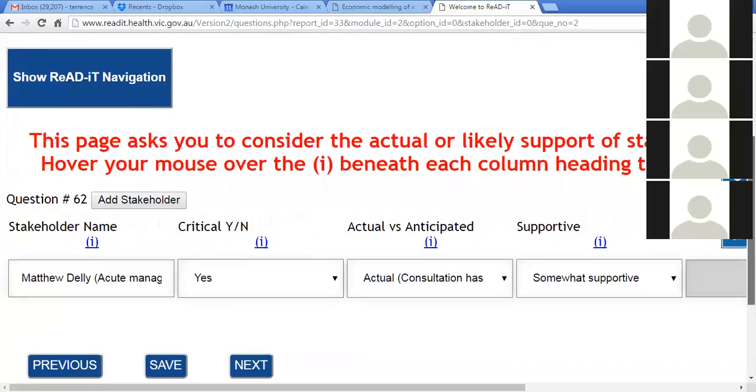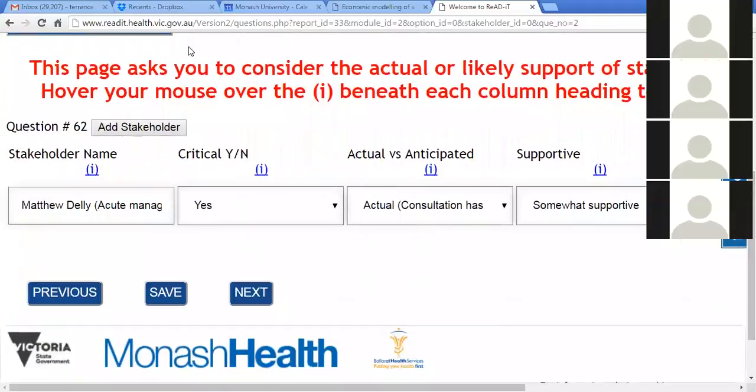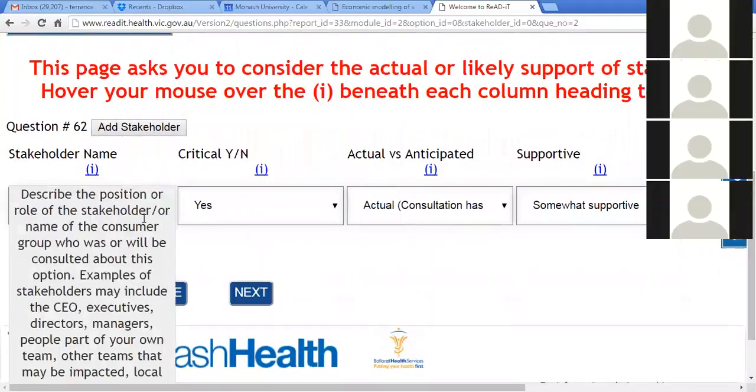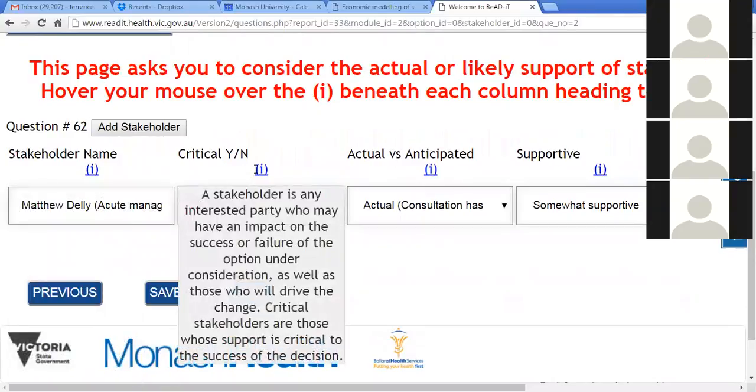This page is a little bit different now. This is a stakeholder question. The stakeholders in this decision could be many and numerous, or it could be only a small number. It depends on the context. You'll start off with one stakeholder, and you can find out the information that's required in each little box by waving your mouse over the little hyperlink there. So I've done that there. Or to identify if it's a critical stakeholder, I'll wave my mouse over this.